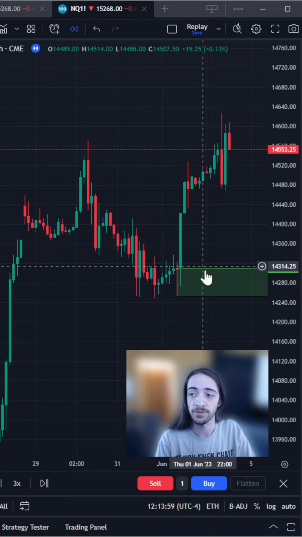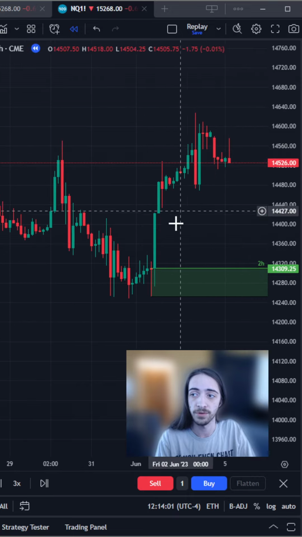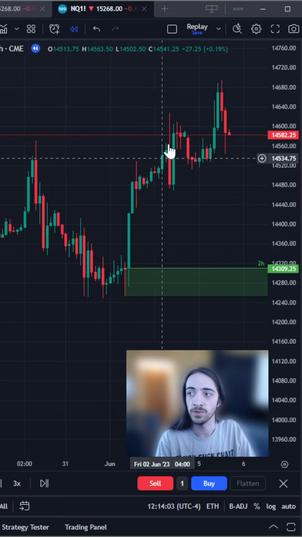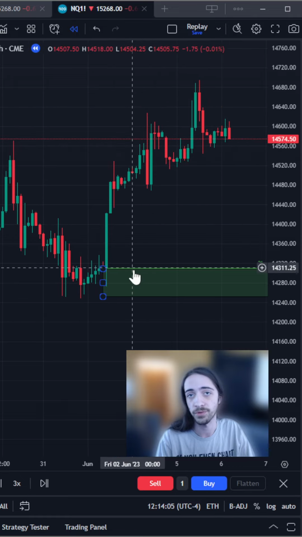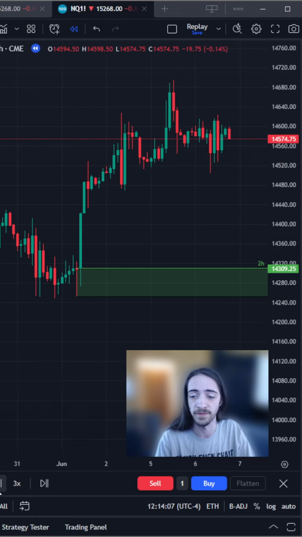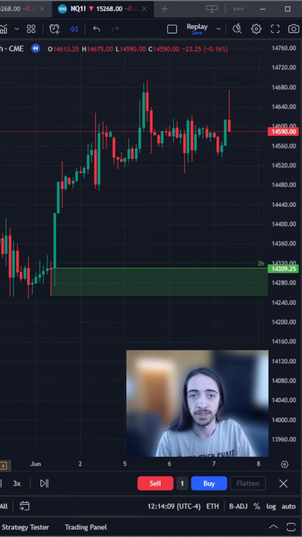Another great thing about this zone is it had good follow through. Had about 200 to 300 points of follow through on the NASDAQ. That's a strong move. So we'll let it keep rolling.